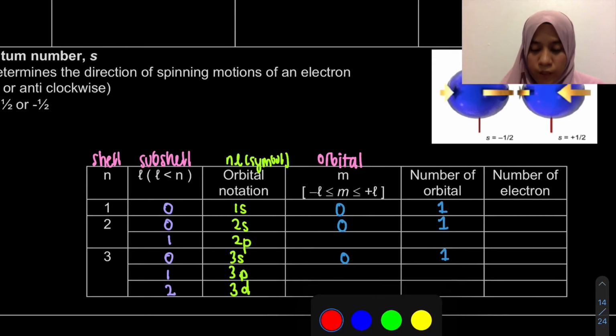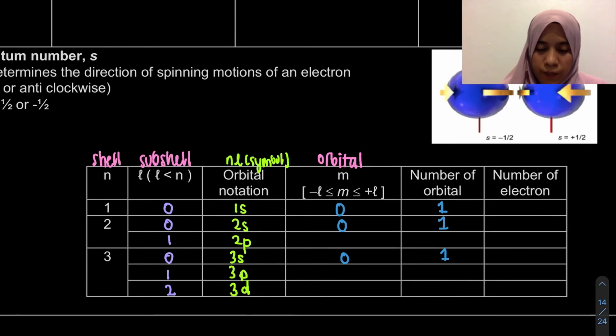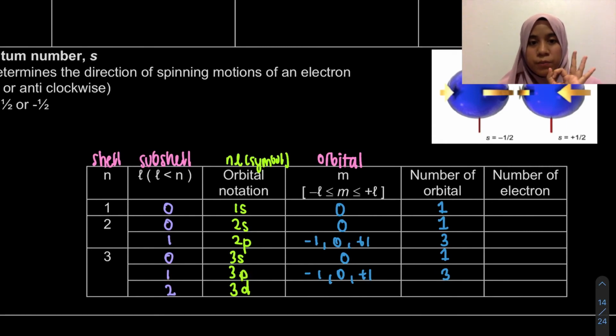When L is equal to 1, our M could be negative 1, 0, positive 1. So how many orbitals? 1, 2, 3. So 3. The same goes here, when N equals 3 and L equals 1. Our M still depends on our L, so it is negative 1, 0, positive 1. How many orbitals? 1, 2, 3. So 3. Remember, when L equals 1, it is actually a P orbital. There are 3 possibilities: Px, Py, Pz.